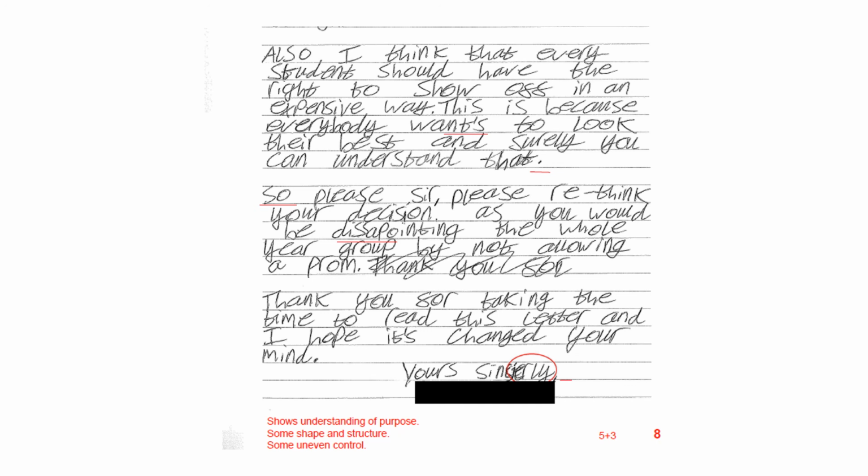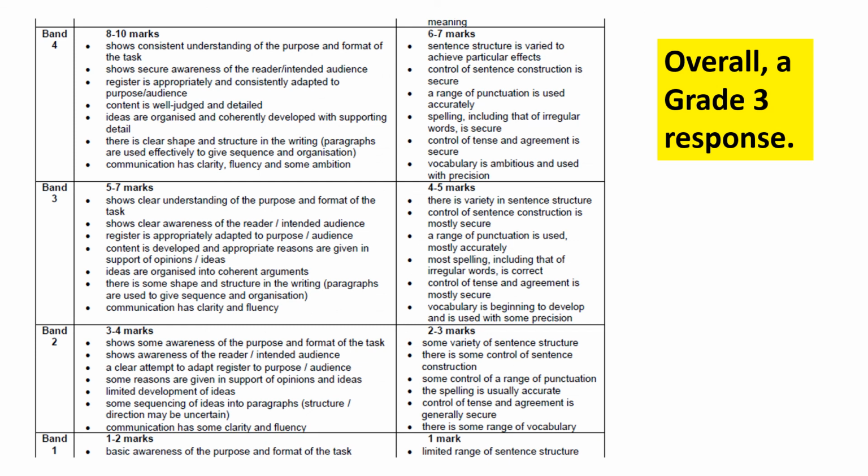The word sincerely is spelt wrong at the bottom, and the exam board yet again found it shows understanding of purpose, some shape and structure, but some uneven control of its sentence construction. As a grade then, this would have a mark of 8 out of 20, which would give it a grade 3 overall. This would then come in that band 2 criteria with only some awareness of purpose and format shown, some attempt at purpose and audience, limited development of ideas, and lacks clarity and fluency overall.